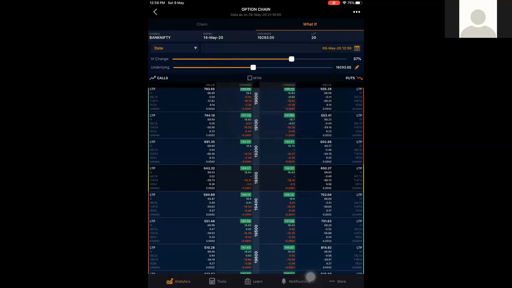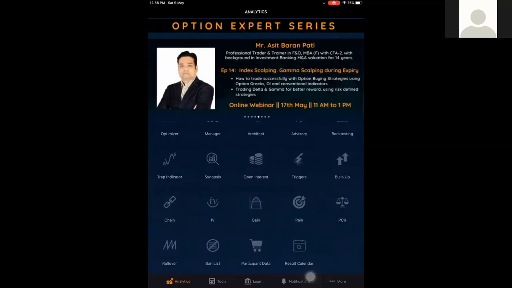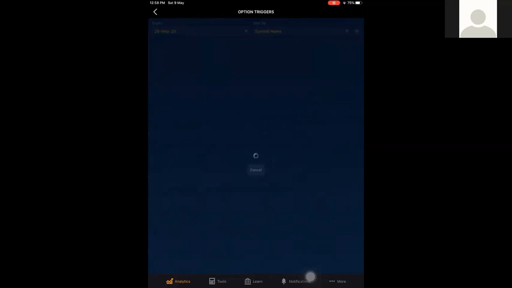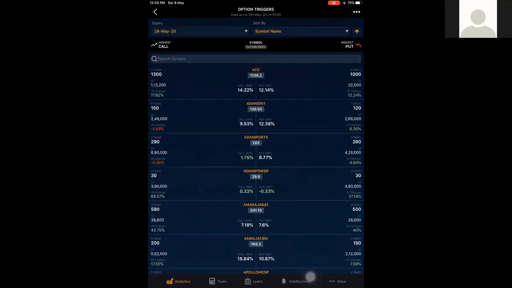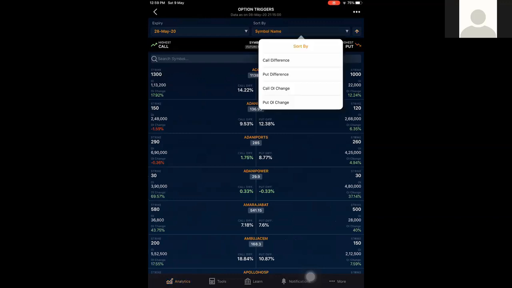I'll take a bit on the option triggers. Option triggers is basically completely an open interest based product. When you look at the triggers, you see which is the highest strike call and highest strike put. If you start seeing that there is unwinding at the strikes, look at the stocks which are coming closer to the strikes of call, then we can look out there.